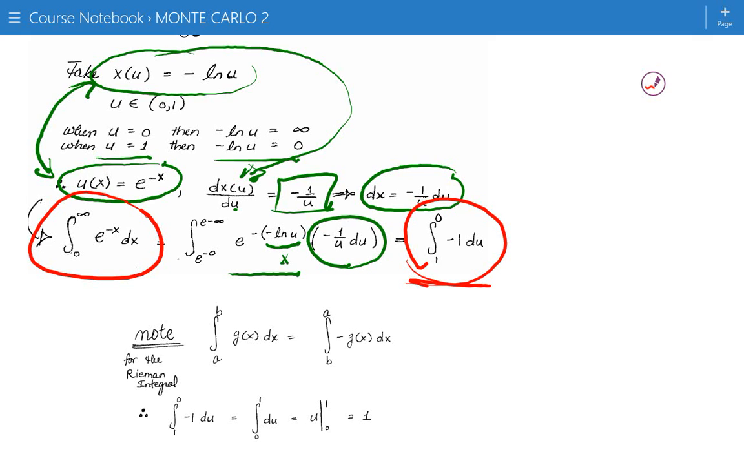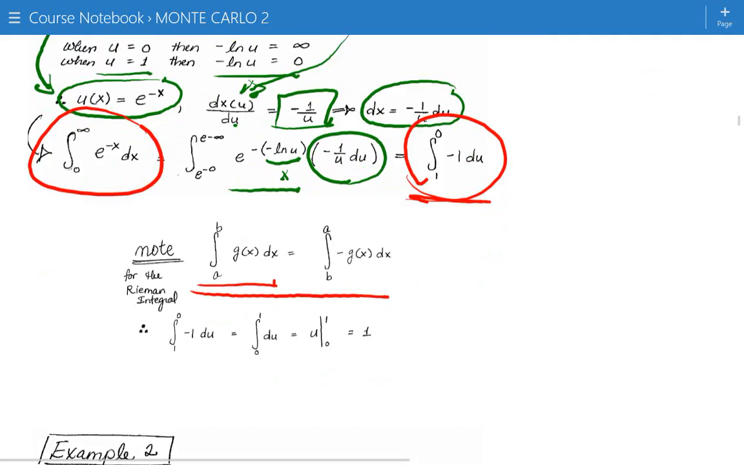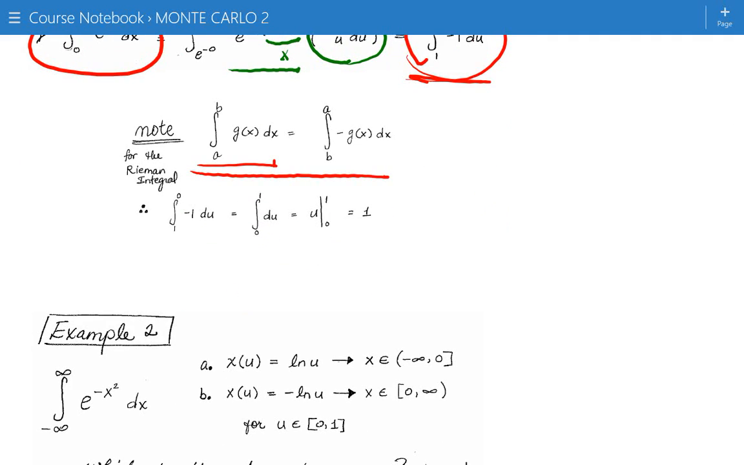So one thing to notice about this type of integral, which is called a Riemann integral, is the equivalence between integrating from a to b of g(x) and integrating from b to a of negative g(x). I'll explain this a little bit more later, but at the moment, take it as an identity, this is true. And therefore we could take our 1 to 0 of negative 1 and convert it to 0 to 1 of essentially du, or 1 times du.